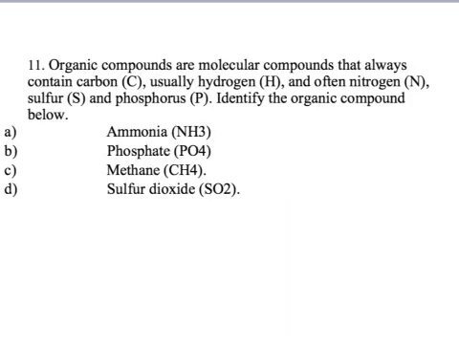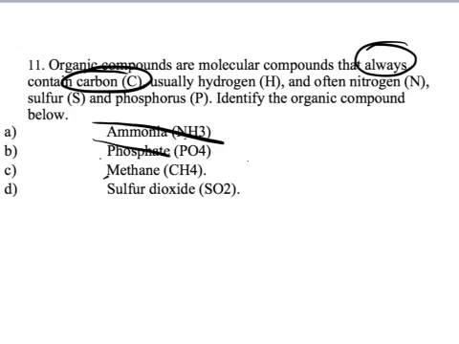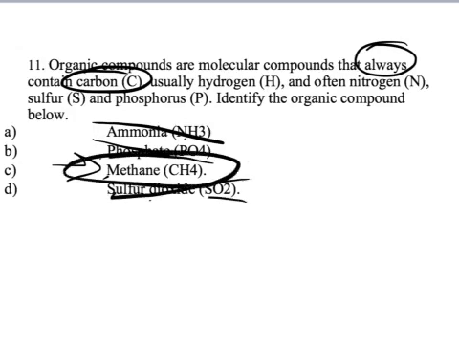Organic compounds are molecular compounds that always contain carbon, usually hydrogen, and often nitrogen, sulfur, and phosphorus. Identify the organic compound below. Okay, it always contains carbon. So does A have carbon? NH3. Nope, it doesn't. Does phosphate, P12A4, have carbon? No, it doesn't. Methane has carbon? Possible choice. Sulfur dioxide, no carbon. So the correct answer is methane.